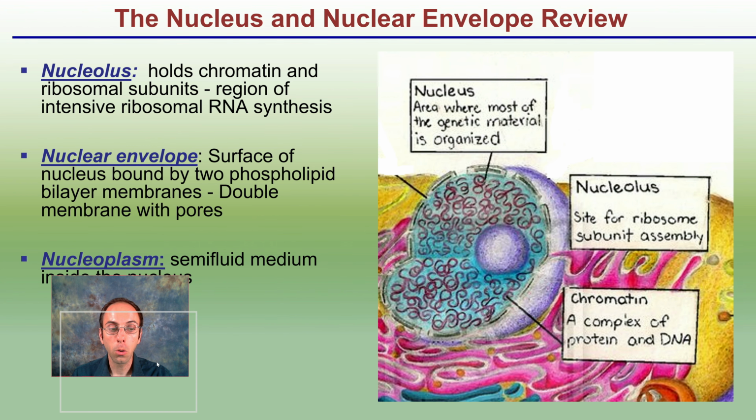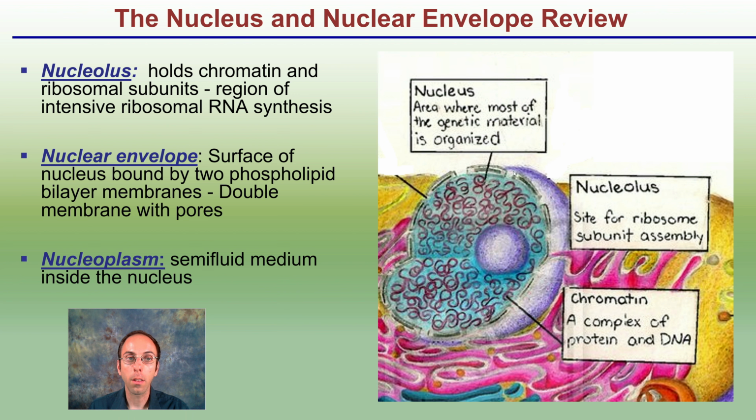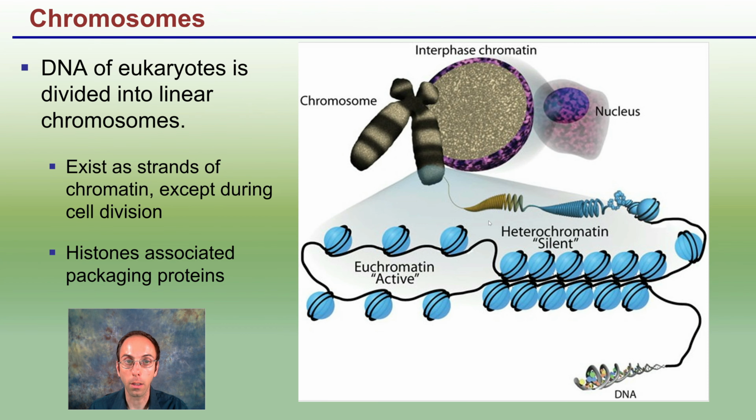Looking at a cartoon image here, we have that nucleolus. This holds some of the chromatin and ribosomal subunits, a region of intensive rRNA synthesis. That's that darkened region. In that nuclear envelope, that's the surface of the nucleus, bound by 2 phospholipid bilayers. It's a double membrane with pores. And that nucleoplasm is the semi-fluid medium inside the nucleus.